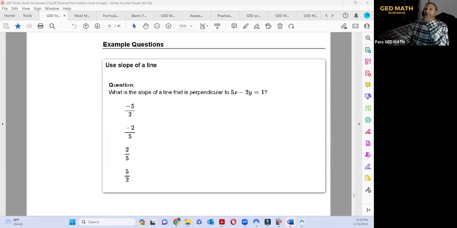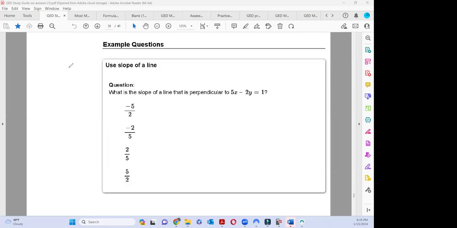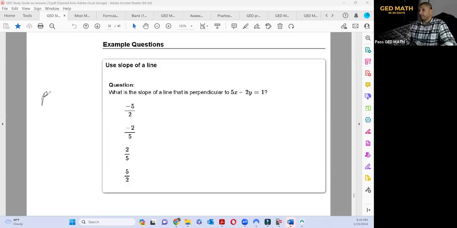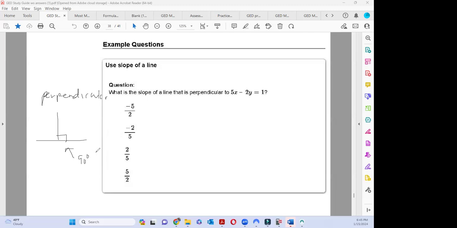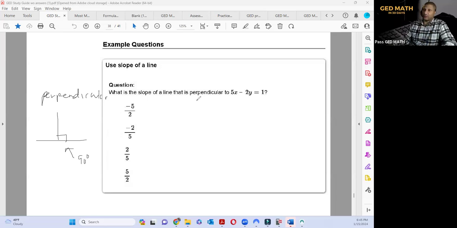So then you see a problem like this. Do you know how to solve a problem like this? What is the slope of a line that is perpendicular to 5x minus 2y equals 1? How would I find the slope of this line that is perpendicular to 5x minus 2y = 1? How would I do that? Perpendicular means the opposite. No, it does not. Perpendicular is two lines that, when they cross, form a 90-degree angle, a right angle. Because of that, the slope is the negative inverse.